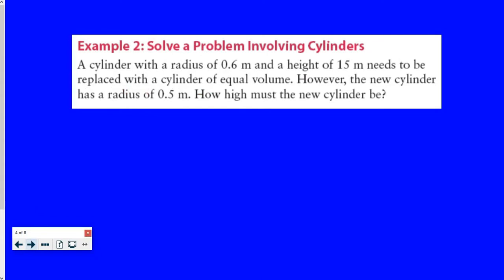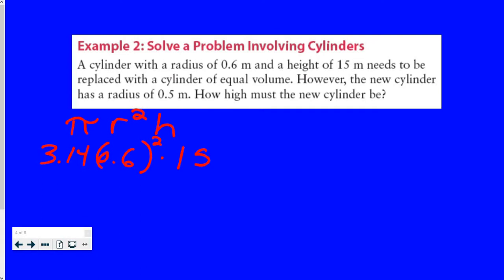So example 2, solve a problem involving cylinders. A cylinder with a radius of 0.6 and a height of 15 meters needs to be replaced with a cylinder of equal volume. However, the new cylinder has a radius of 0.5. How high must the cylinder be? So if we know that the cylinder has a radius of 0.6, the volume of a cylinder, to review, is pi r squared times height. So let's plug in the numbers. 3.14 times 0.6 squared, times 15.